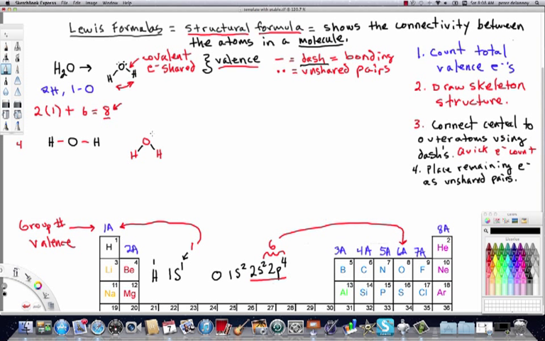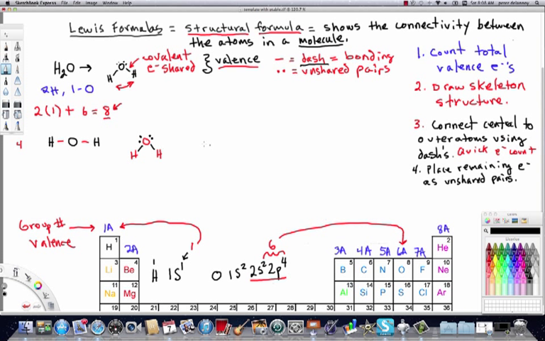How do we know when we're done with the central atom? The key is to have not more than 8 electrons on any given central atom. So I'm going to add a pair of electrons here. Do your count: 2, 4, 6, and I'll put a pair of electrons here. And we've got a total of 8 electrons.